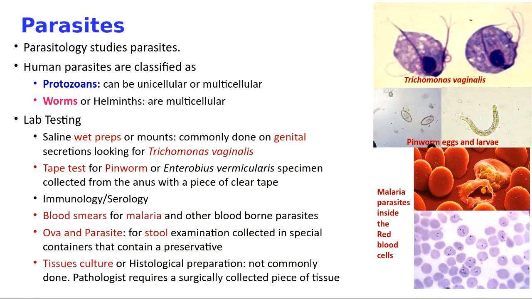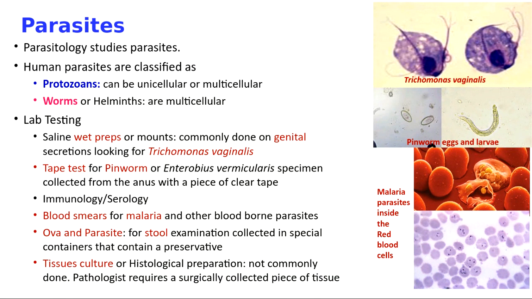And we know that those are trichomonas. So if we're looking for pinworm, we might do the tape test. The pinworm likes to migrate all the way to the anus, and you can actually see them at the entrance of the anus, and you can use a piece of clear tape to collect samples, send them to the lab.